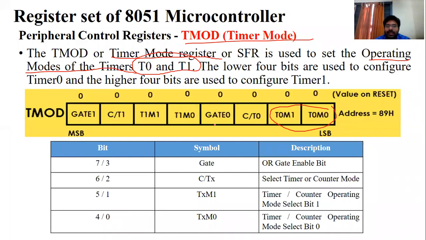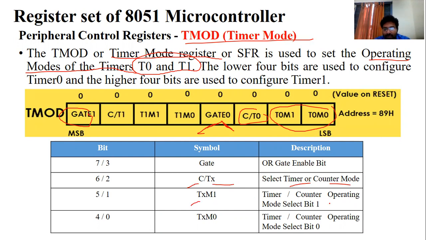What about this gate register? Where are we using these gates? These gates are nothing but the clocks here. You can control the clocks. You will see this clock or gate enable bit, or C/T, which is the counter or timer. C is the counter, T is the timer.